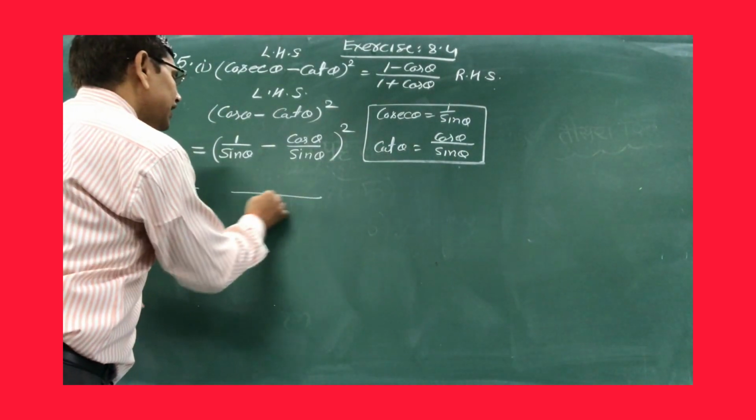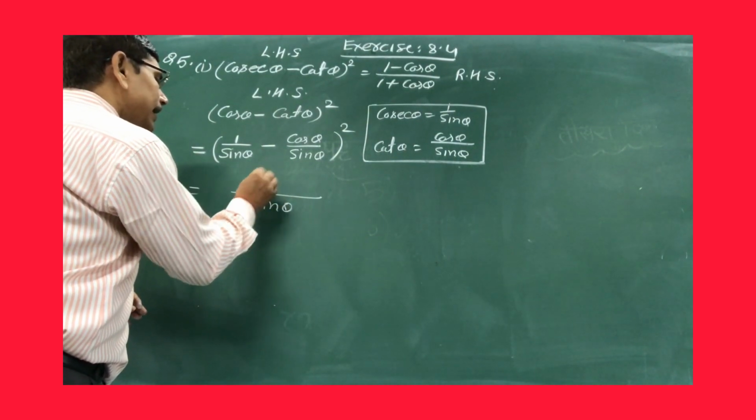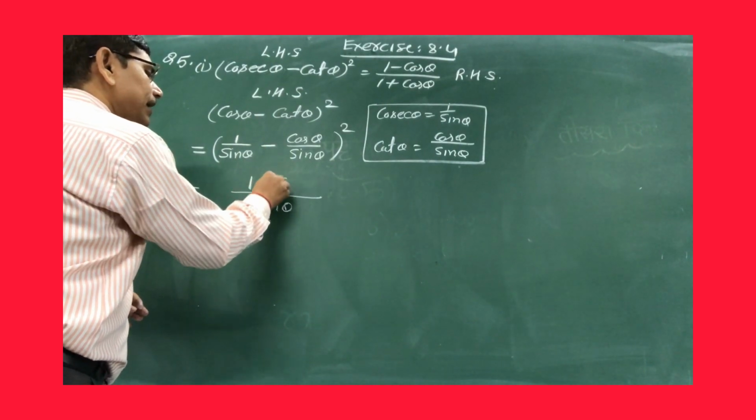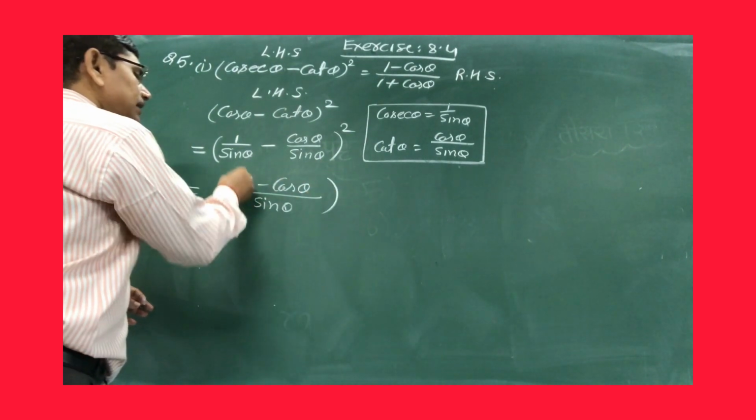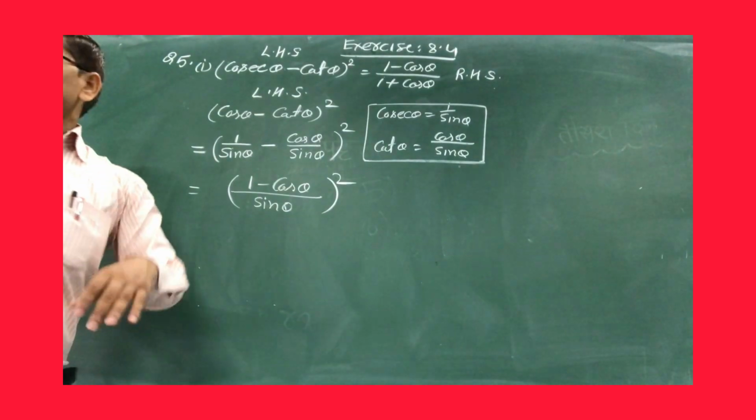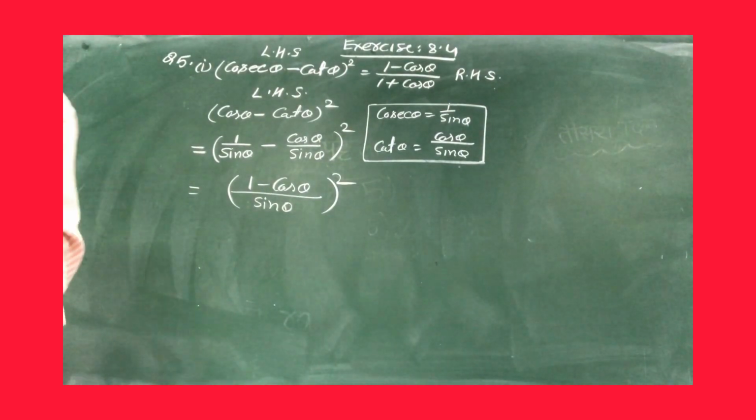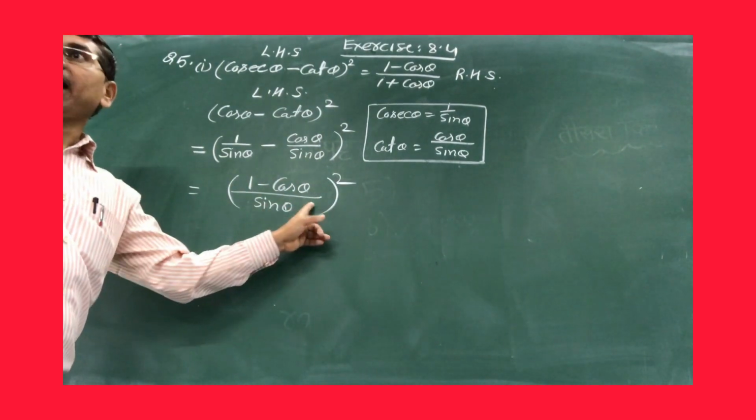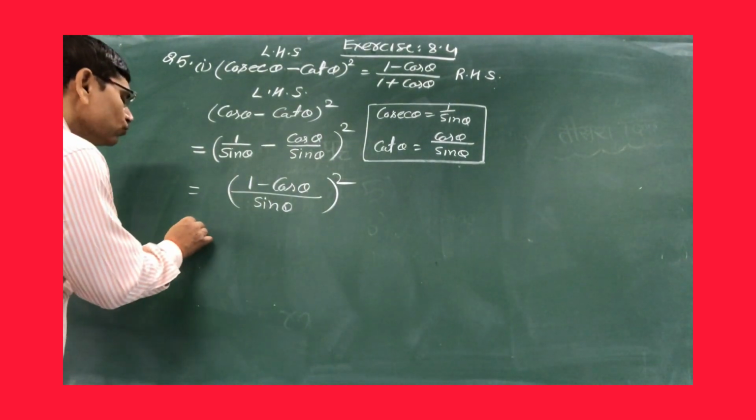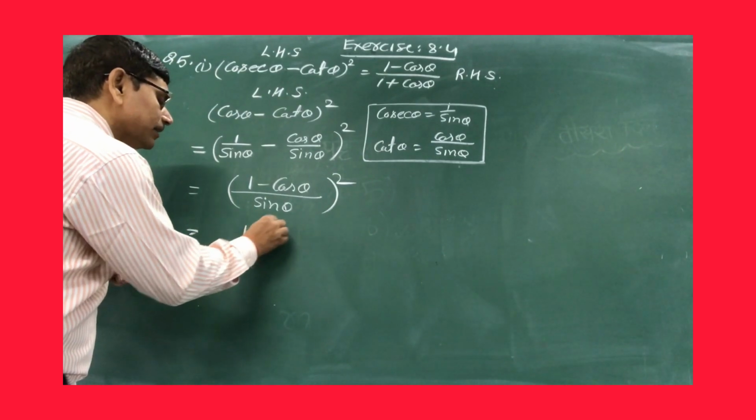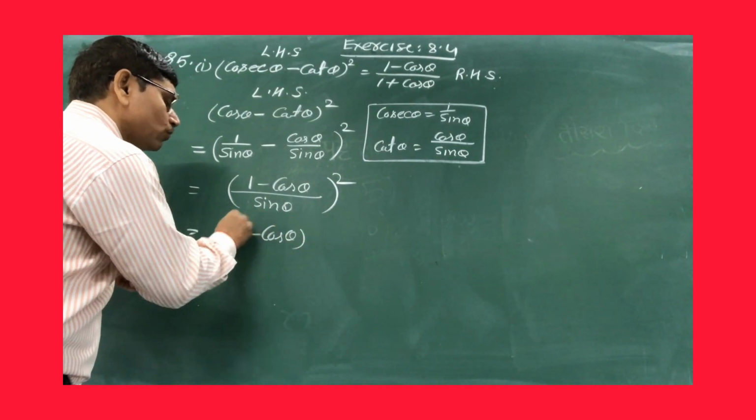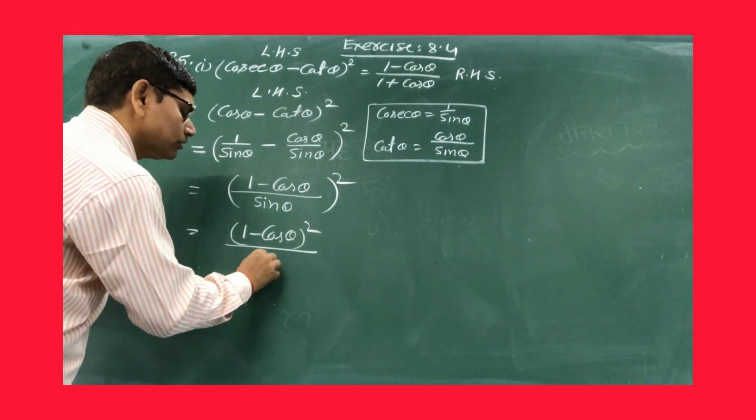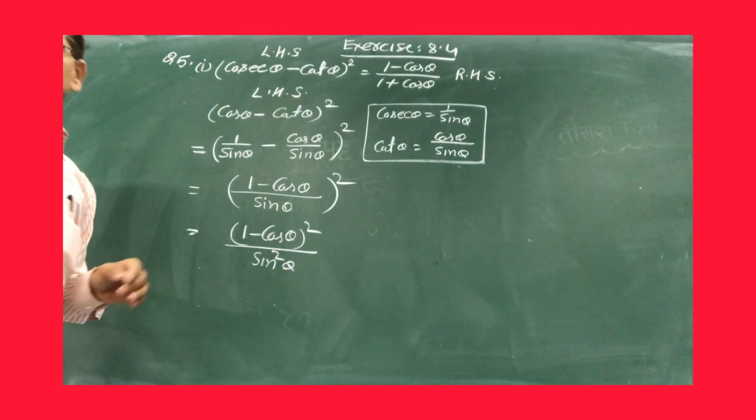So sin theta is the LCM and here you will get 1 minus cos theta, and this whole square is again the same. Don't touch it. Then what to do? Now you operate on this bracket only. So what you will get is (1 minus cos theta) whole square and sin theta whole square, that is sin square theta.